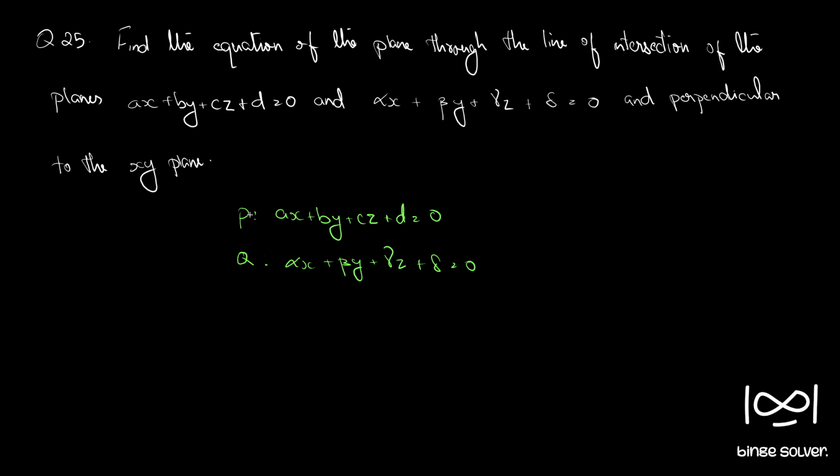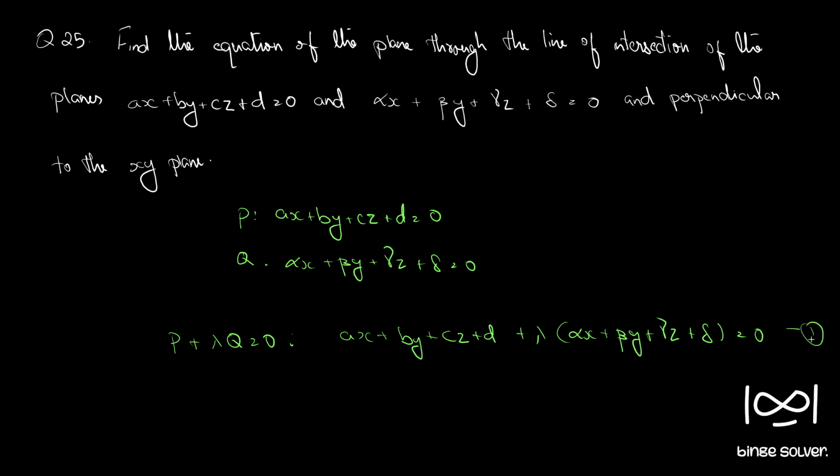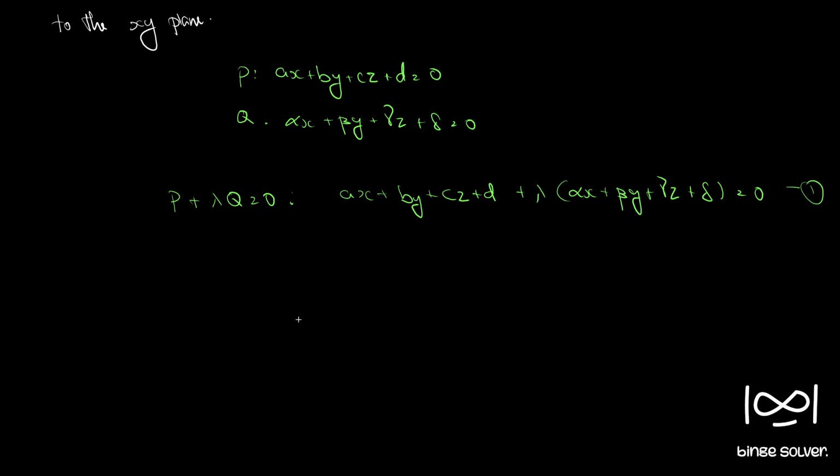Now the plane which passes through the intersection of these two planes is given by P + lambda Q = 0, which means ax + by + cz + d + lambda (alpha x + beta y + gamma z + delta) = 0. Now it is given that this plane, let's call it plane 1, is perpendicular to the xy plane.